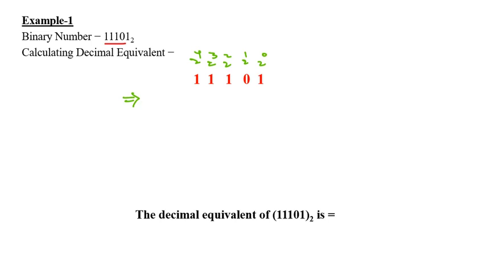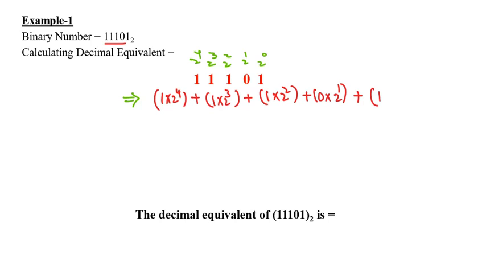So that is nothing but I have to multiply each digit with its positional value, that is 1 into 2 power 4 plus 1 into 2 cube plus 1 into 2 square plus 0 into 2 power 1 plus 1 into 2 power 0. So we need to multiply: 2 power 4 is nothing but 16, 16 into 1 that is 16, plus 2 cube is 8, plus 2 square is 4, plus 0 into anything is 0, plus 1 into 2 power 0 is 1, so 1.